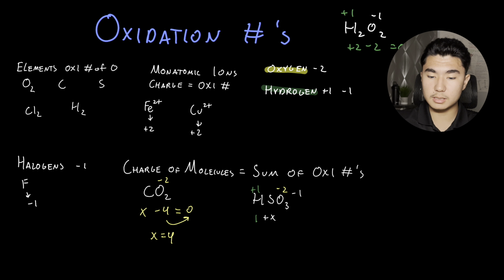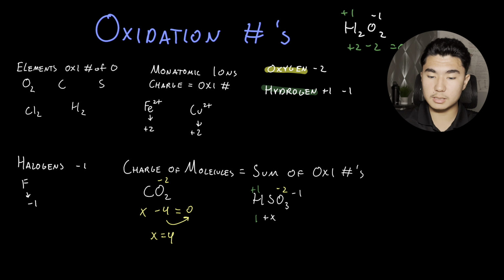So 3 times -2 is going to get us our total oxidation number for this O3. So if we do the math over here, this is going to be 6. So this is actually going to be -6. So this is going to be -6, and this is going to equal -1.